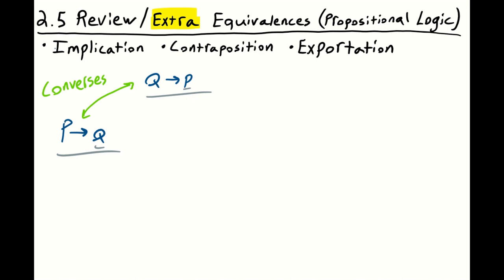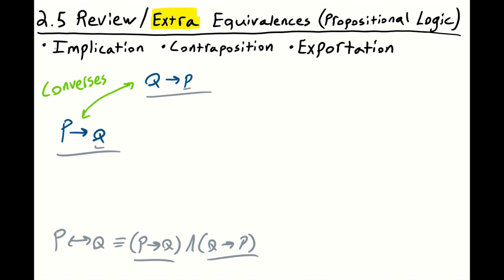In fact, if they are true simultaneously, we have a biconditional. P, if and only if Q, is logically equivalent to if P then Q, and if Q then P. So here we have if P then Q is true, and simultaneously we have if Q then P as true.